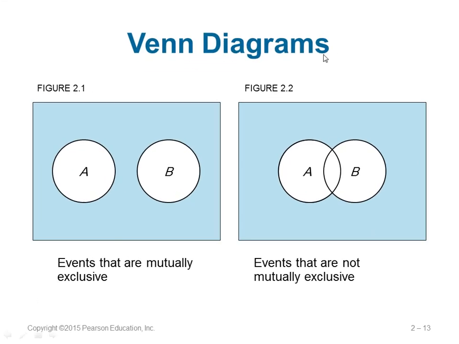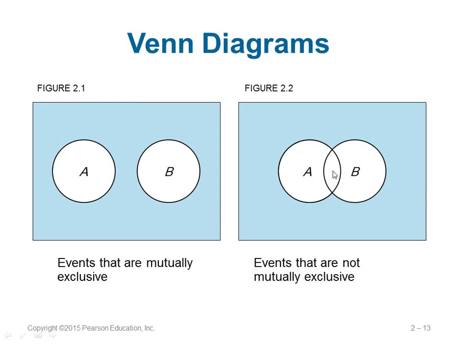If you want to represent mutually exclusive and not mutually exclusive events in a Venn diagram, it should be like this. A and B are events that are mutually exclusive, so there is no overlap between them. Here A and B are events that are not mutually exclusive, there is some overlap.